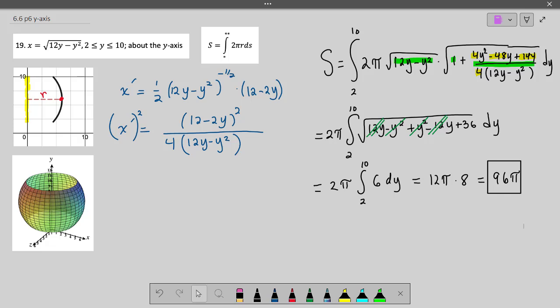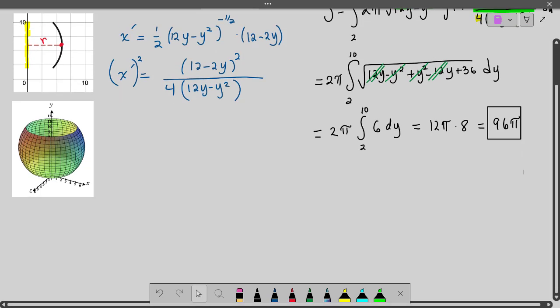Yep. Mathematically, why do the square roots cancel out when we multiply the square root of 12y minus y squared to like the 1? Why do we get rid of one of those square roots? So we're not getting rid of a square root, we're combining 2 square roots into 1, which you can do because they're multiplying.